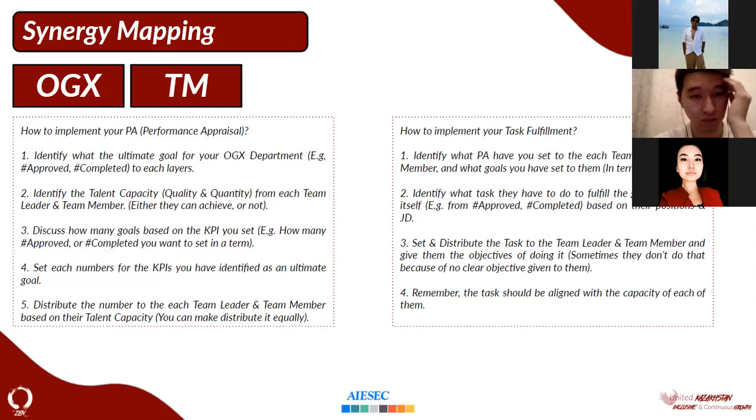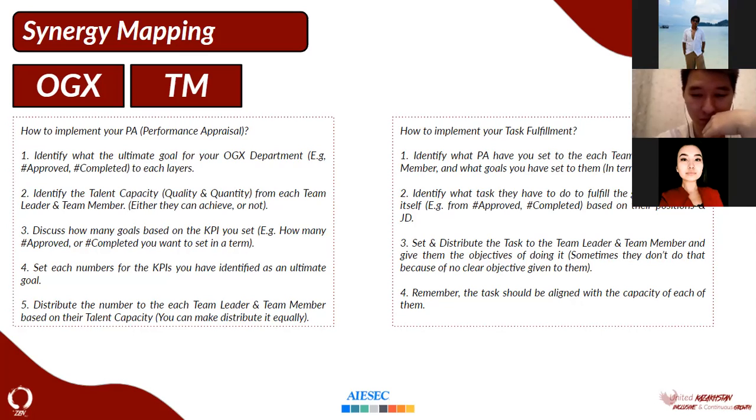Thirdly, discuss how many goals based on the KPI you set. For example, how many approved or completed you want to set in one term, and then set each number for the KPIs you have identified as an ultimate goal. And then fourth, distribute the numbers to each team leader and team member based on their talent capacity. You can distribute it equally, or you can distribute it based on their capacity or their competency.